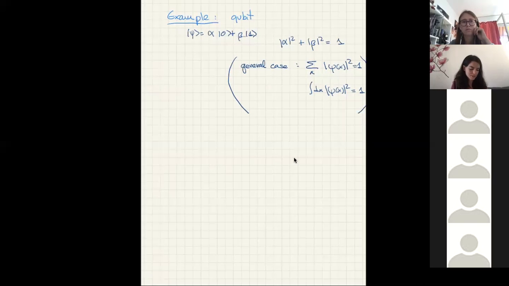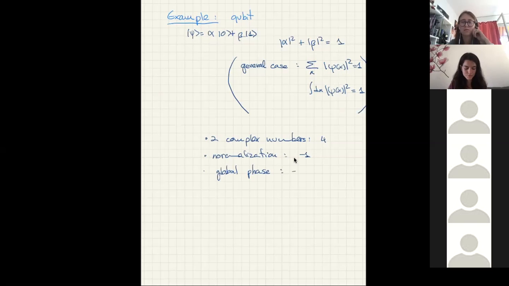So we have 2 complex numbers. So that's 4 real numbers. But then we have a normalization. It's going to be -1. And then we'll have a condition that we'll see later. We'll justify later today after the break, which is that there's a global phase that doesn't matter. Okay, so it's going to be even -1. So in the end, we're going to have only two parameters that matter here, which means that we can encode them in 2 angles.